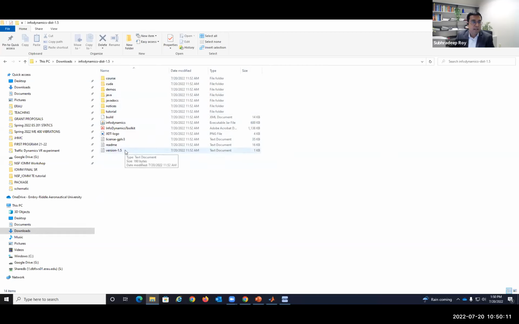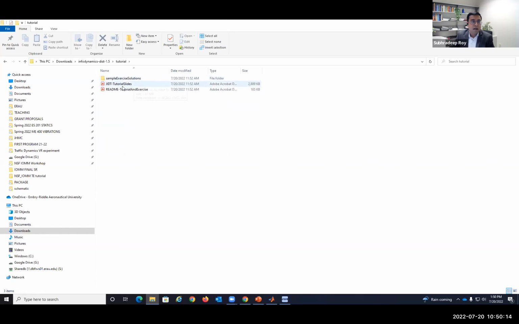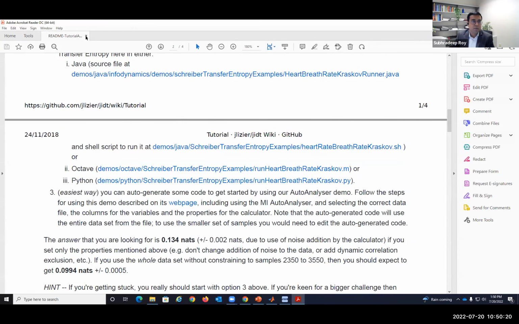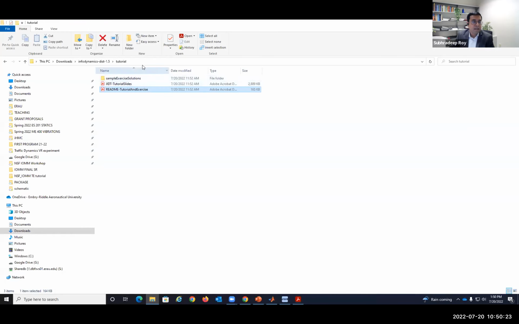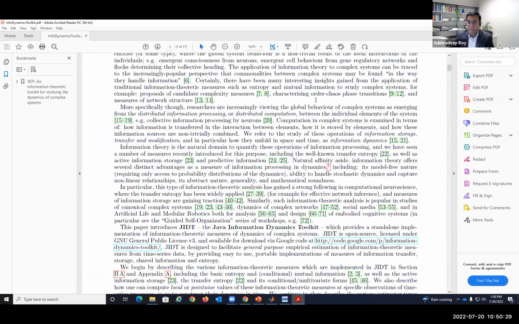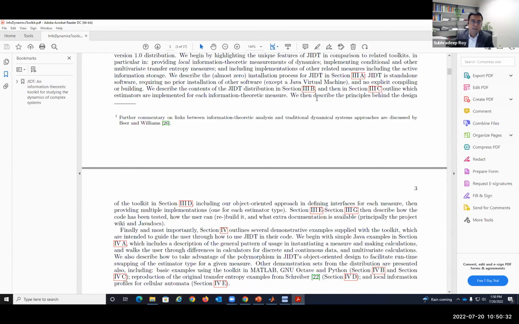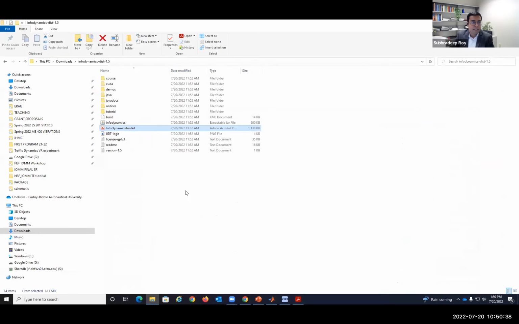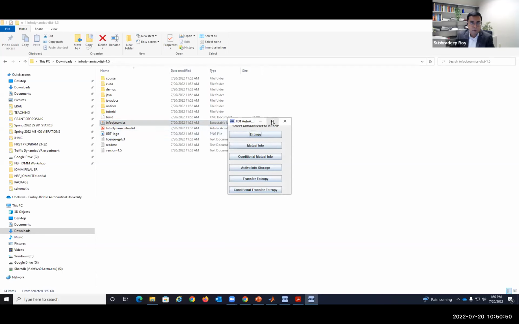Within the folder, you will find some interesting things. There are some tutorials. It also has the README, tutorial and exercises, which are very helpful if you are new to this topic. And there is a PDF that explains all the parameters. I only gave you the very top level view of how transfer entropy works, but all the details of the parameters are provided in this PDF. Once you have extracted this folder, you will see within it a Java application called Infodynamics. If you click on this, it's going to pop up and ask you for some options.